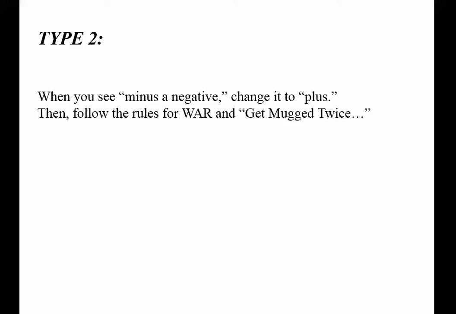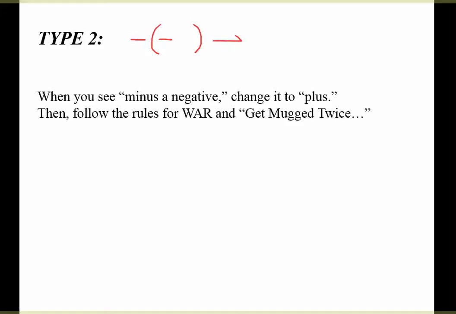For type 2 problems, it says when you see minus a negative, change it to plus, or change it to plus a positive, whichever way you were taught. Then once you change it to addition, you'll follow the rules for war and get mugged twice. So symbolically, here is the minus a negative structure I'm referring to. When you see minus a negative, minus some negative number, whenever you see that structure, you have a type 2 problem.